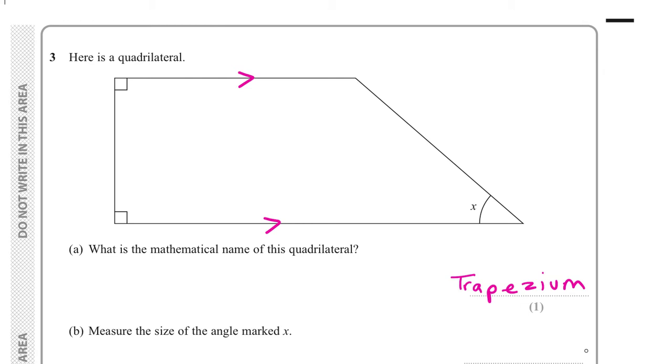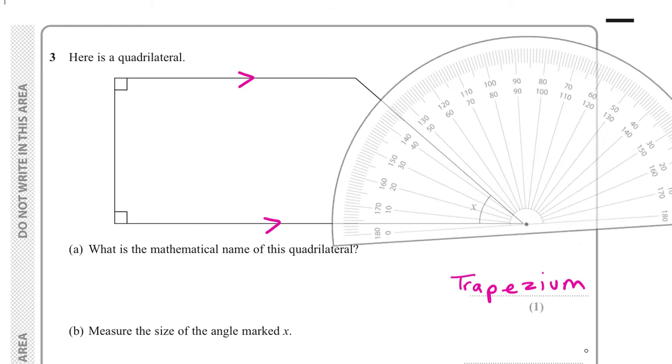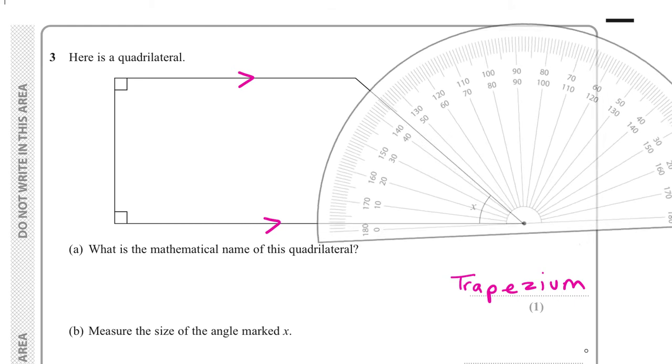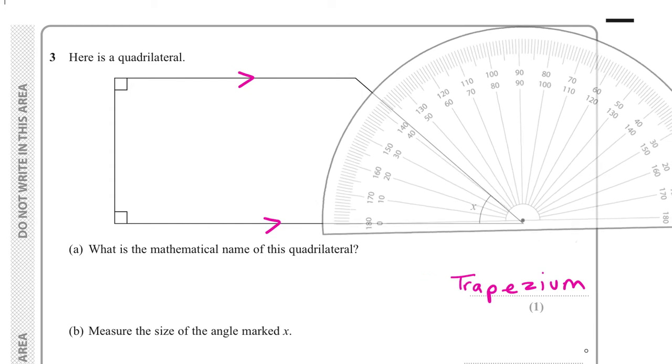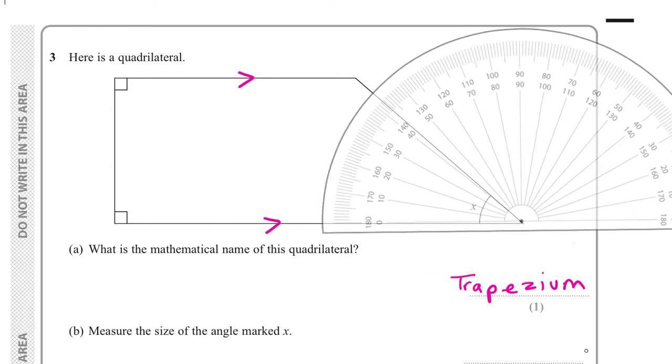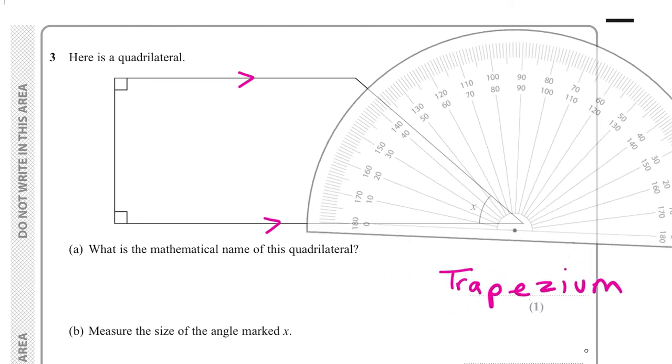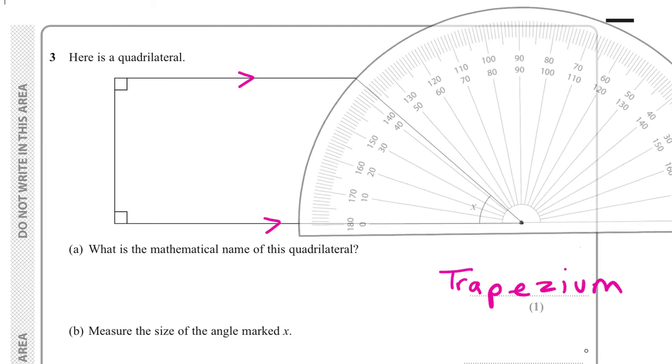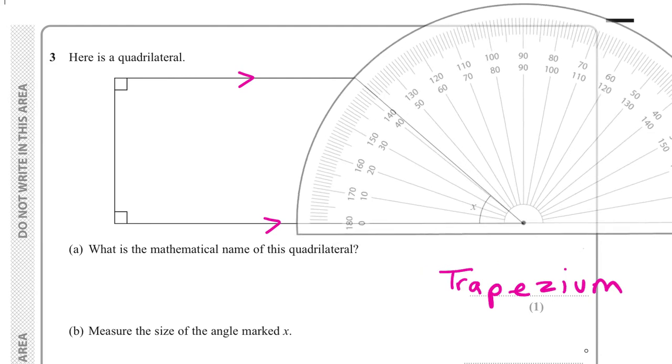The next, it says measure the angle marked X. Now, everyone needs their protractor, please. So we're going to get our protractor out. Everyone should have a protractor. So when you measure, you put your protractor, you want to put the dot on the angle, and then you want to put the straight line. So, I'm zooming in. So dot where the angle is, and then the straight line on top.